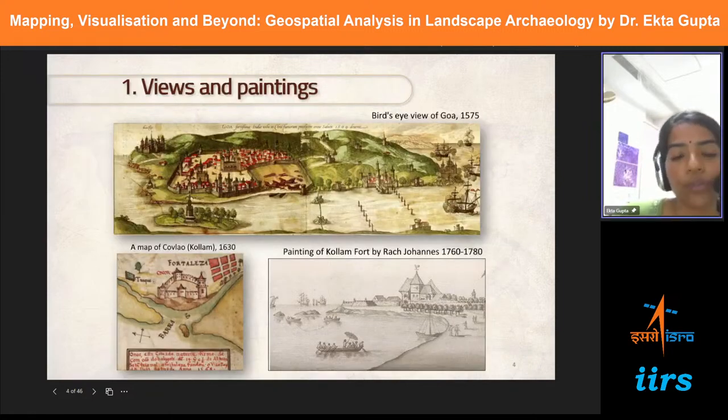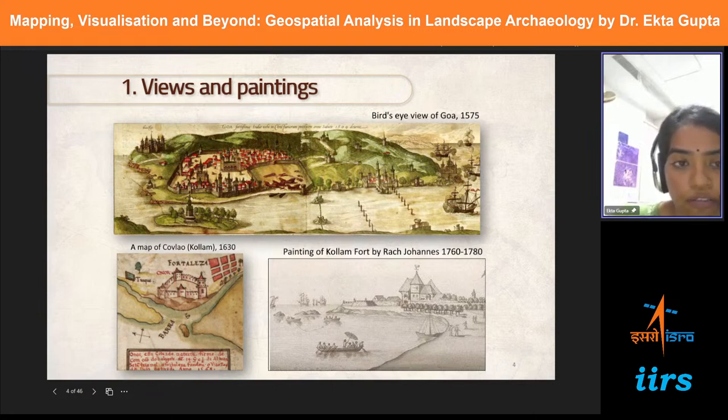I will just show a few examples of such maps and paintings, which could be really useful in archaeology. And then I will tell how this can be studied using remote sensing. Because these paintings and views and maps are geographical information, which can be integrated in GIS and then can be used for archaeological research.